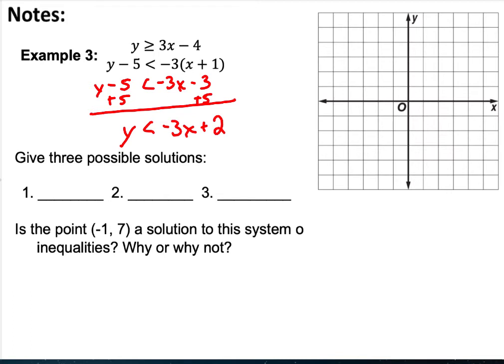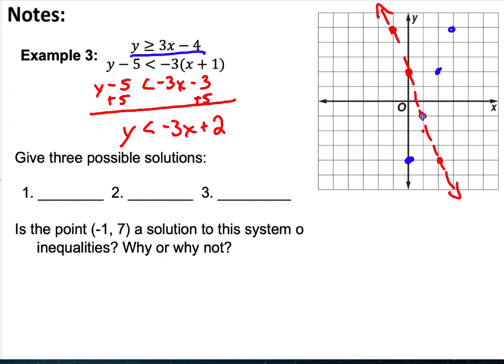So I'm going to graph that one first. I've got a y-intercept of 2 and a slope of -3. It's a less than, so I'm going to use a dashed line. For my other one, I've got a y-intercept of -4 and a slope of +3.